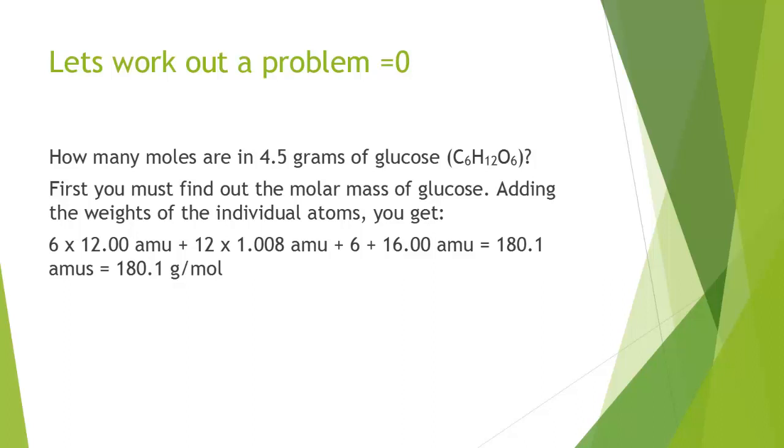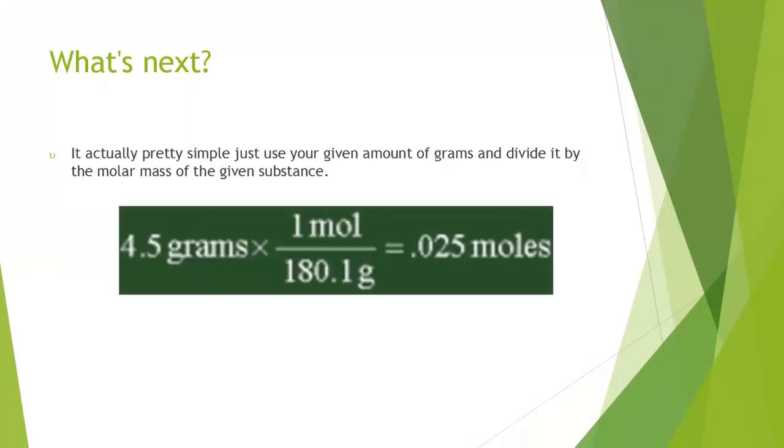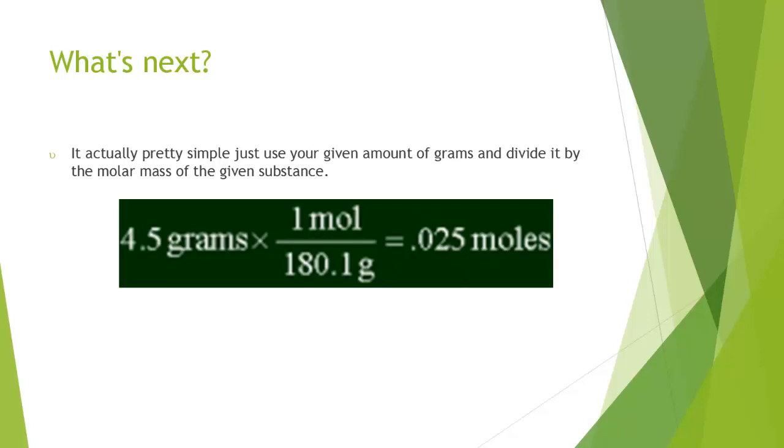And then it's pretty simple. You just take your given amount of grams and divide it by the molar mass of the given substance. So you're going to have 4.5 grams times 1 mole over what you found earlier, the molar mass, 180.1 grams, and that gives you 0.025 moles.